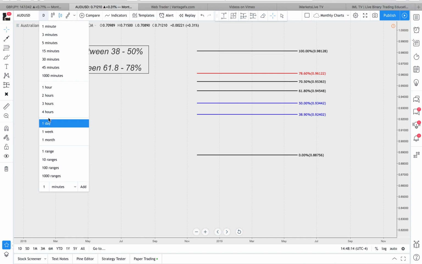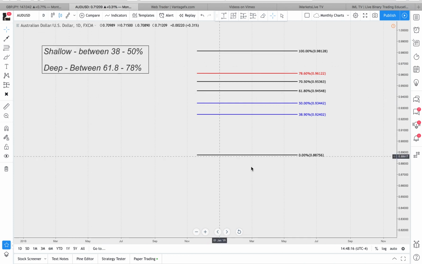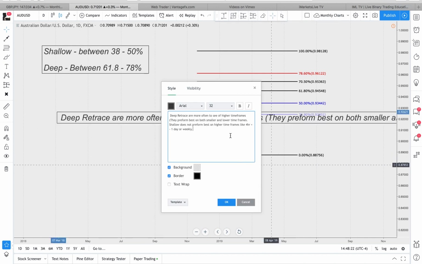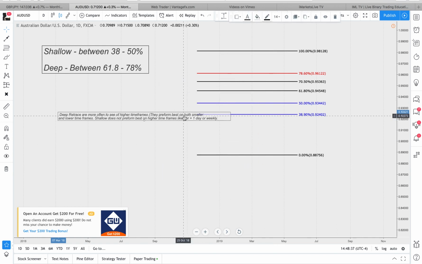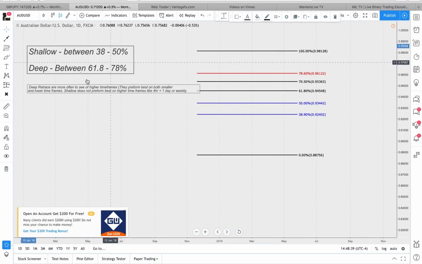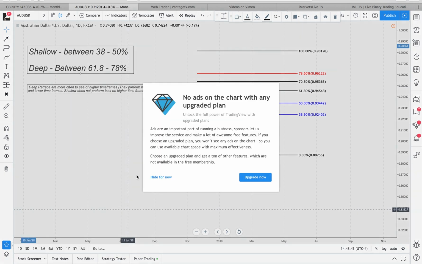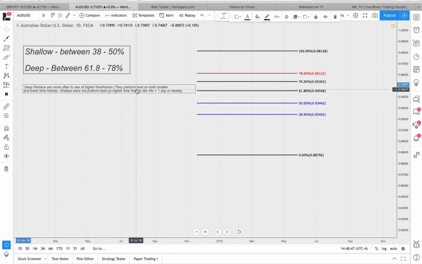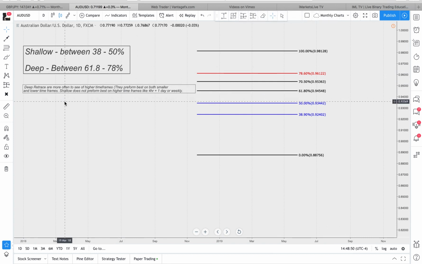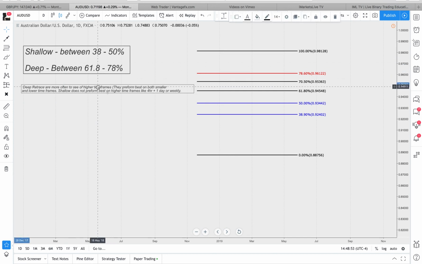That's really going to involve our time frames at the end of the day. That side note that we took at the beginning, put that back up. So deep retracements are more often to see on higher time frames. They perform best on both smaller and higher time frames. You can see them on both, but they're more often to see on those higher time frames.